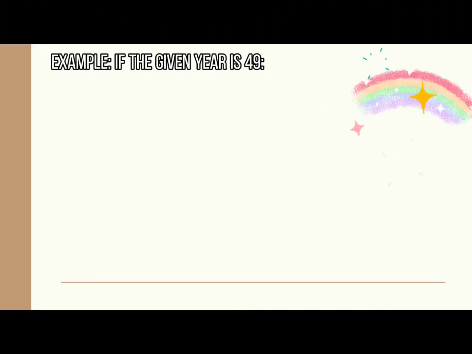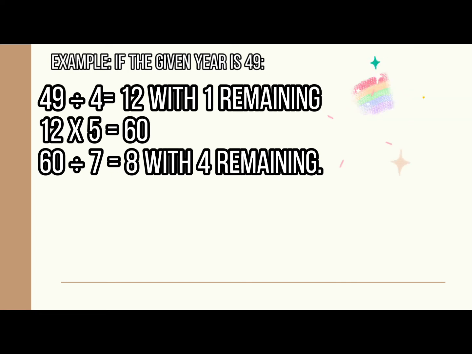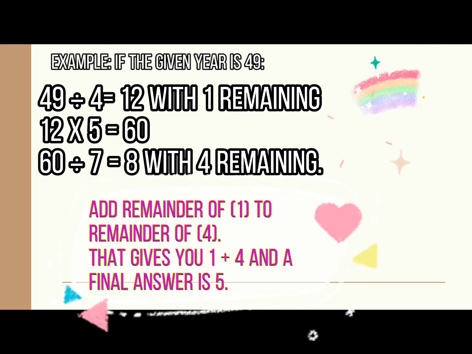Example, if the given year is 49, 49 divided by 4 is equal to 12 with 1 remaining. 12 times 5 is equal to 60, and 60 divided by 7 is equal to 8 with 4 remaining. So add the remainder of 1 to the remainder of 4. That gives you 1 plus 4, and the final answer is 5.